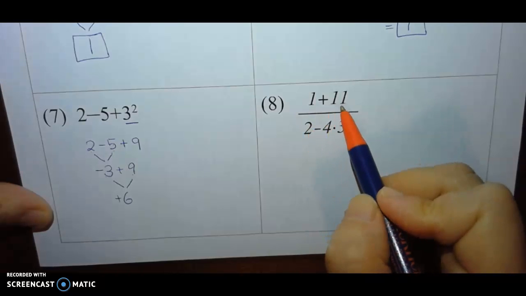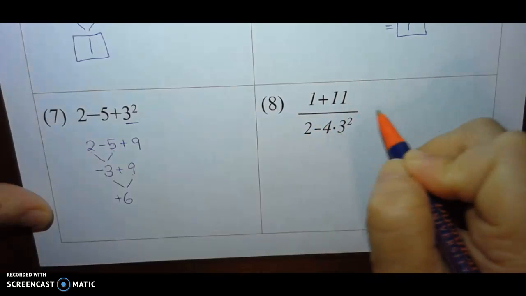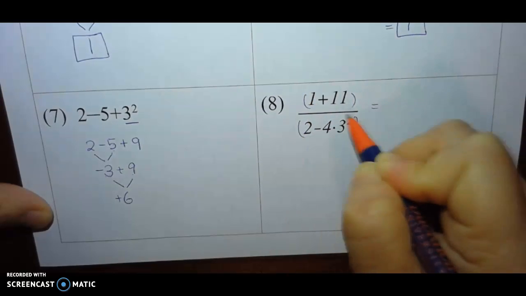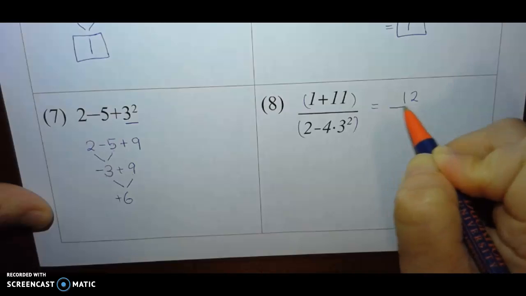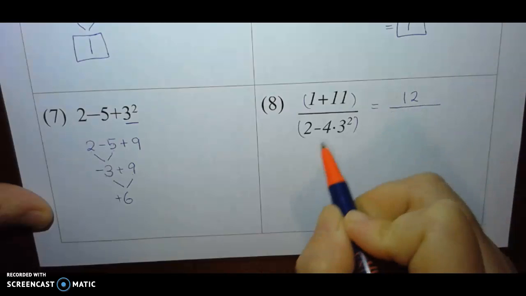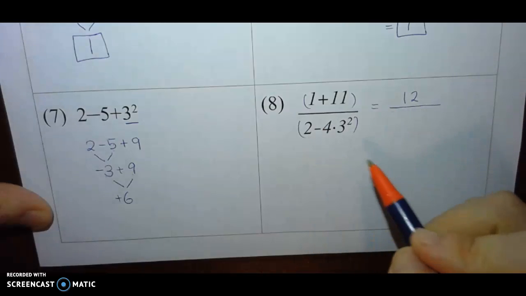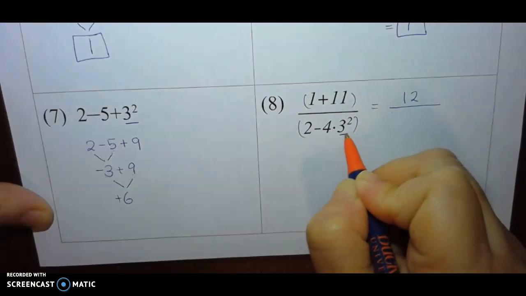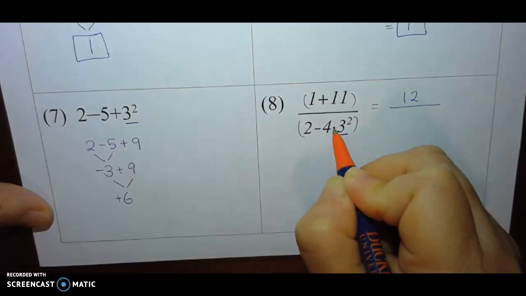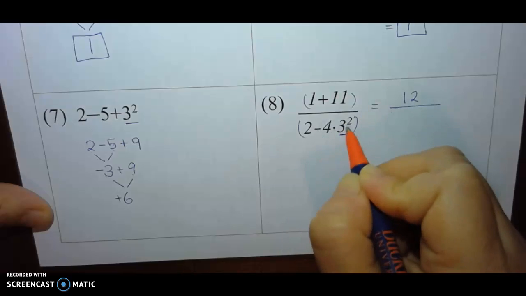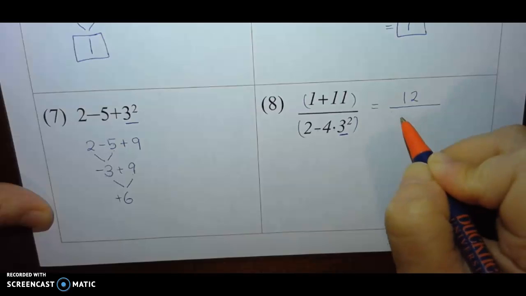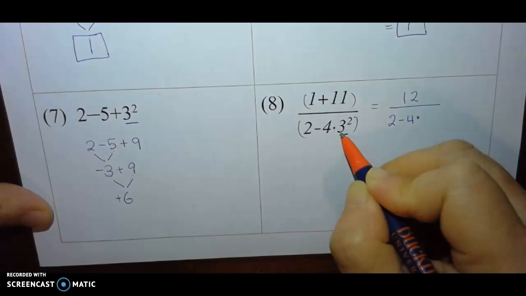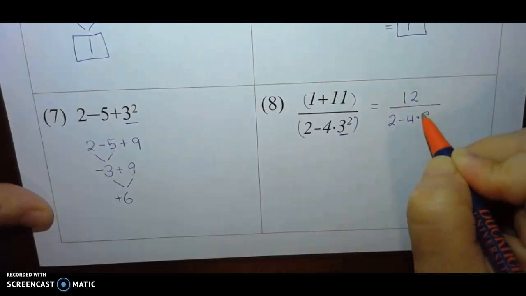Last one. 1 plus 11 is, what's 1 plus 11? That's just 12, right? What about the bottom? Oh, there's a whole lot of different operations here. So what do we need to do first? We need to do exponents first. We have exponents, multiplication, and subtraction. Exponents is the highest. So that means 2 minus 4 times 3 squared, where 3 squared is 3 times 3, which is 9.